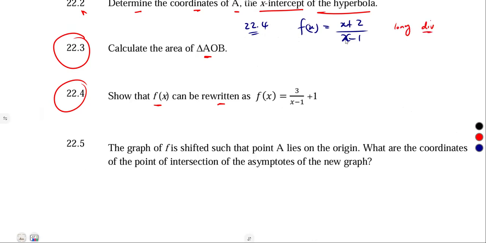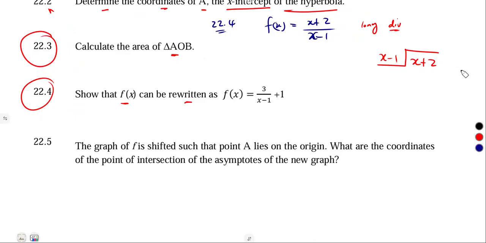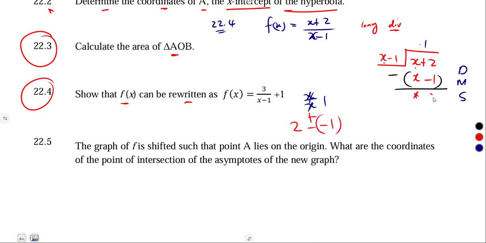So using long division, it is x minus 1, our denominator, into x plus 2. Then we divide. The first thing is to divide the first term by the first term. So x divided by x is 1. Then you multiply: 1 multiplies everything here. 1 times x is x, 1 times negative 1 is negative 1. Then subtract. Do not forget the stages. x minus x is 0. 2 minus negative 1, take note, is 2 plus 1, which is 3.